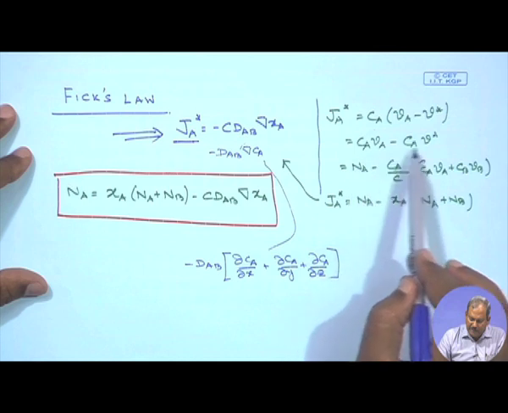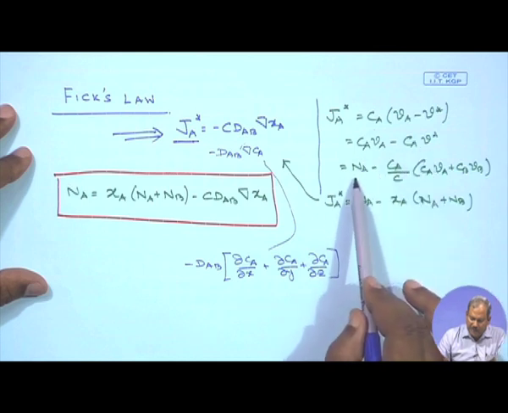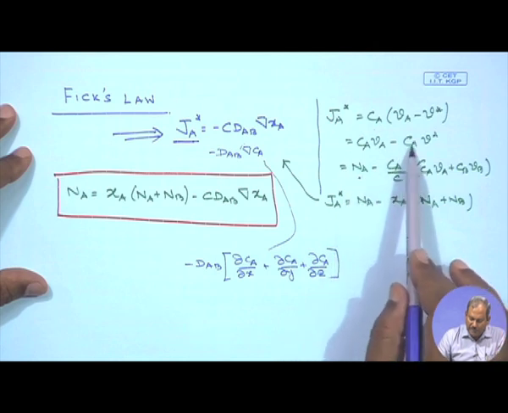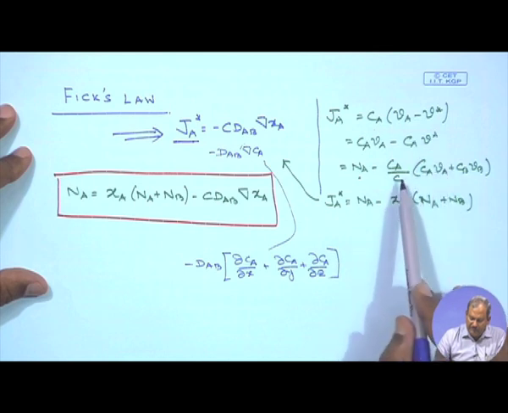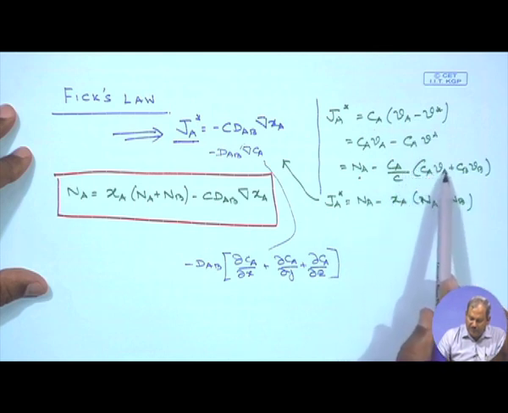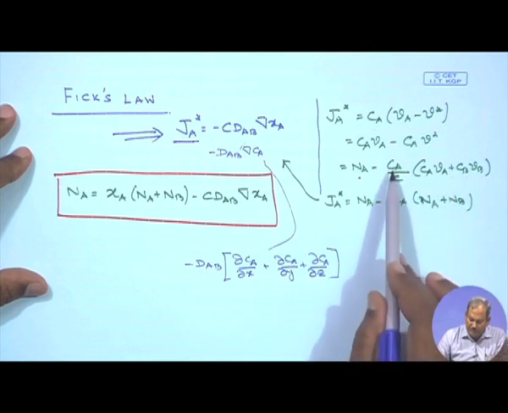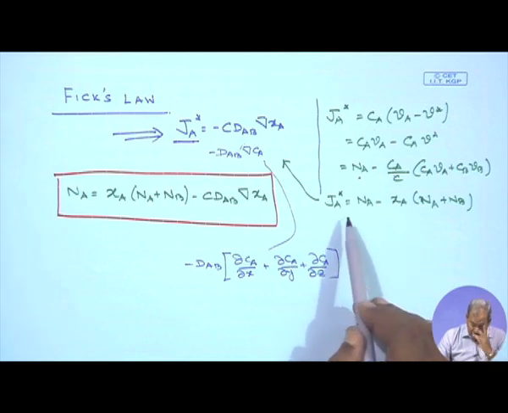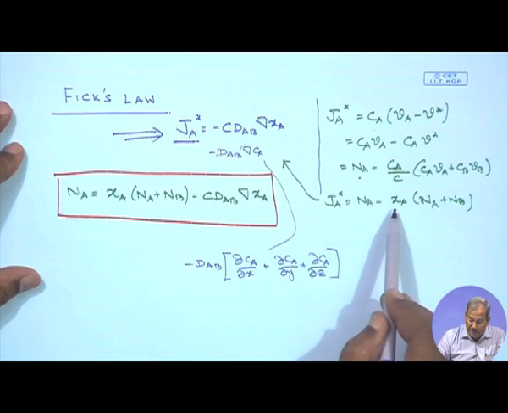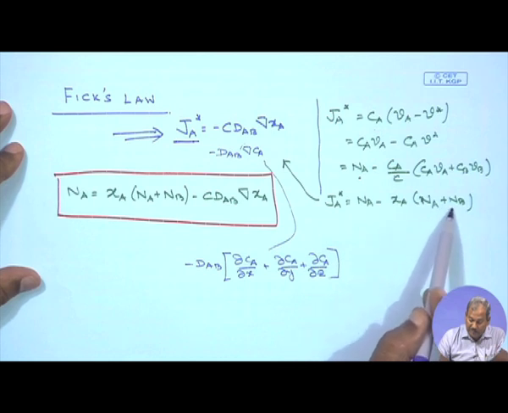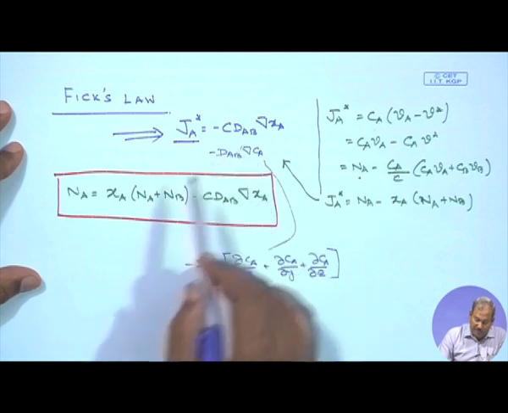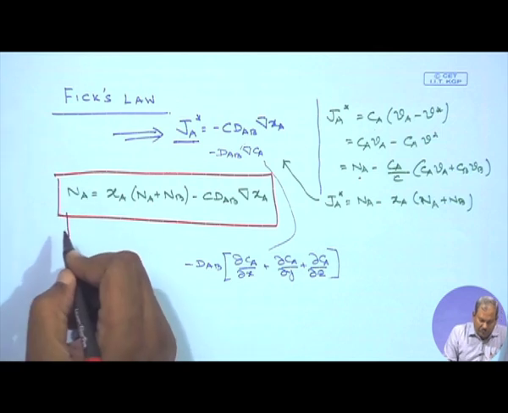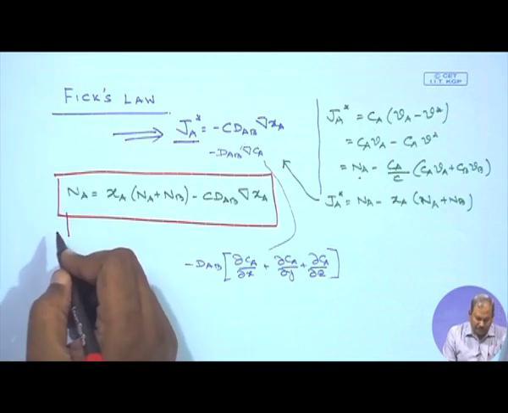So I expand it, and CAVA is nothing but the molar flux of A, and then when you express this V star, the formula would simply be CAVA plus CBVB by C. Ca by C is the mole fraction. So your Ja is equal to Na minus Xa times Na plus Nb. Plug it in here, and what you have is another form of Fick's law.